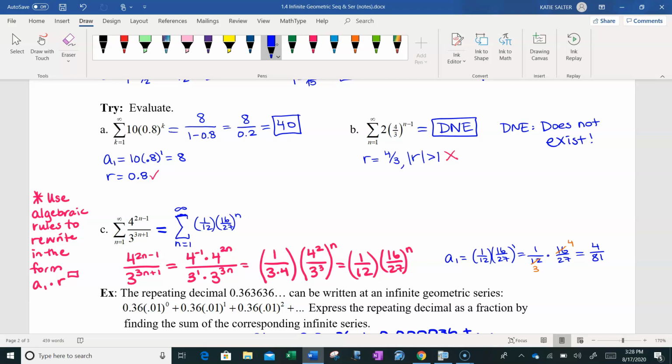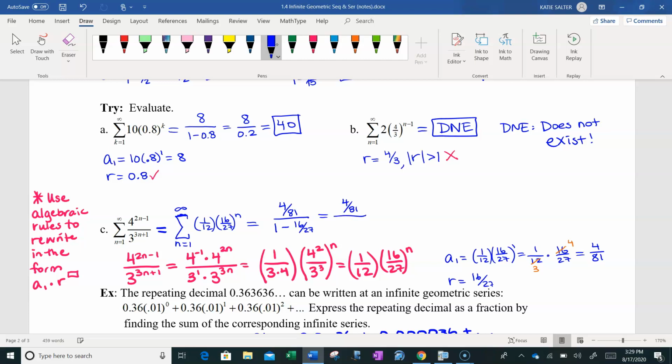And then we can see r is always what's being raised to that power, so r is 16 over 27. r is a number less than 1, so we can pop into our formula. So that's going to be the first term, which we just calculated to be 4 over 81, all over 1 minus 16 over 27. When you get to calculus, you're going to have to be able to do problems like this without your calculator, so it might be a good idea to push yourself to not use your calculator.